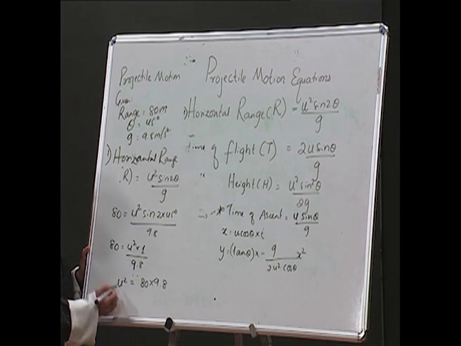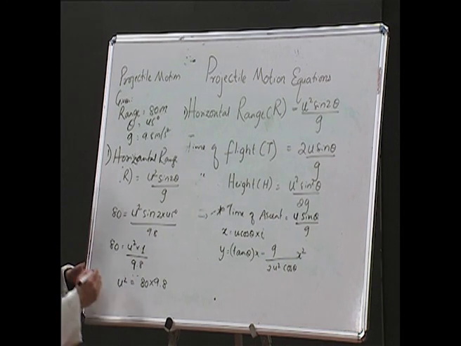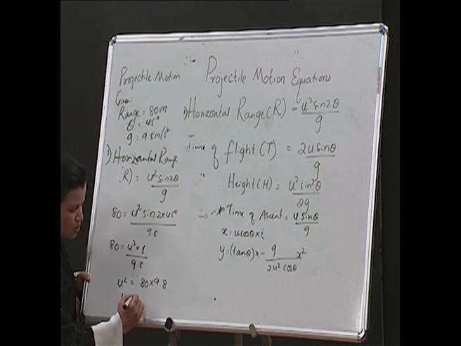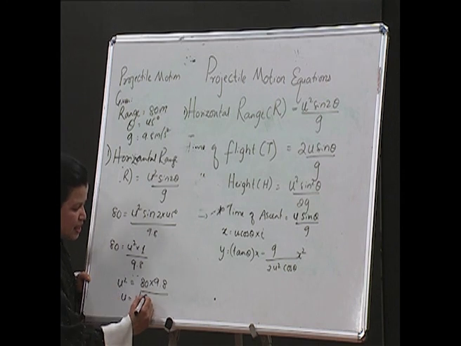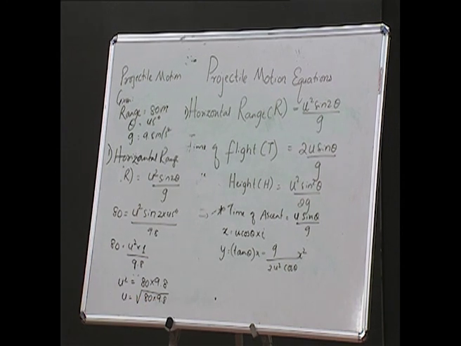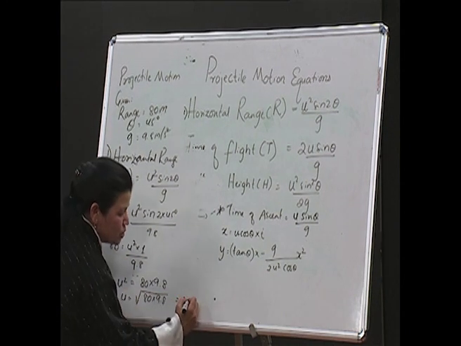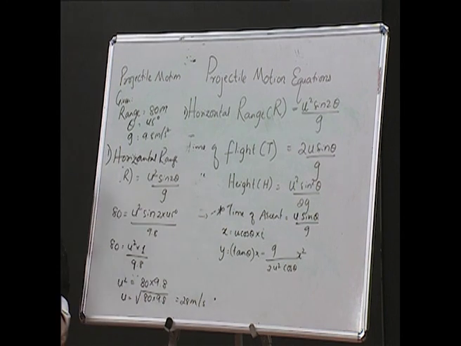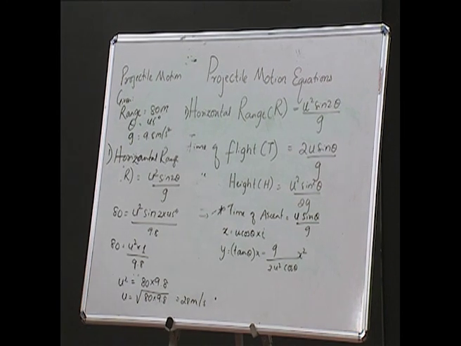So, we want to find u, it is a u square. So, how to get rid of the square sign? Take root on both sides. So, u equals root of 80 times 9.8. Please work it out on the calculator, this should give you a value of 28 meters per second. That means the person is throwing the javelin at the rate of 28 meters per second.